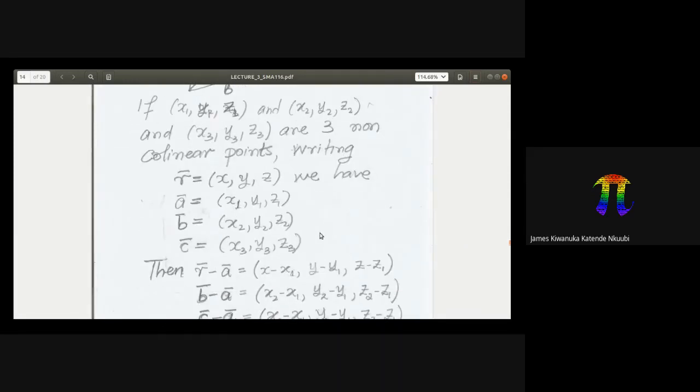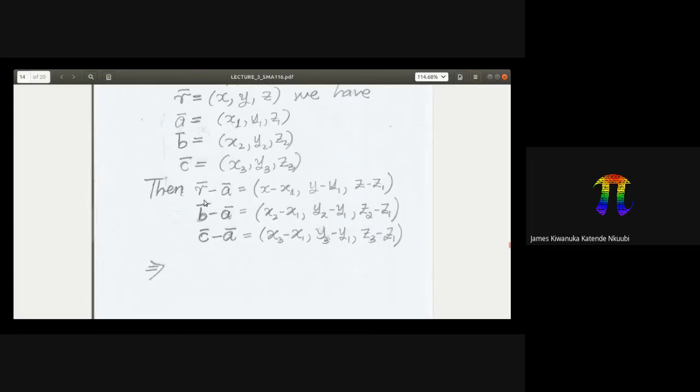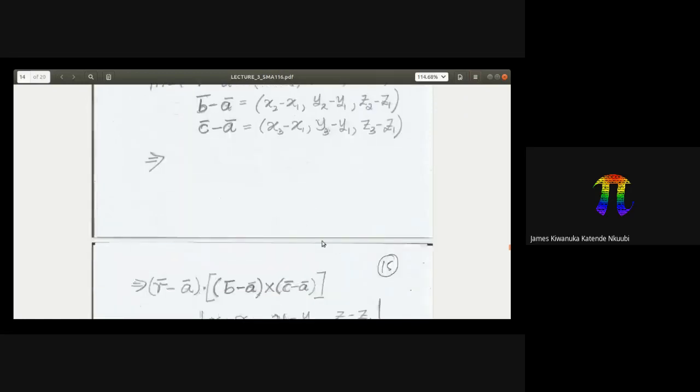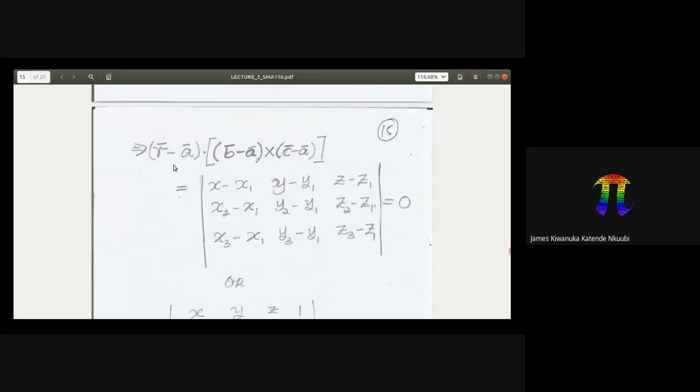So we find the components for R minus A, B minus A and C minus A as well. Once we find all these components, we can form the matrix: R minus A dot, in brackets, B minus A cross C minus A will be equal to the determinant of this matrix. We saw this earlier. These are the components of this vector, the second row are the components of B minus A, and this third row are the components of C minus A.